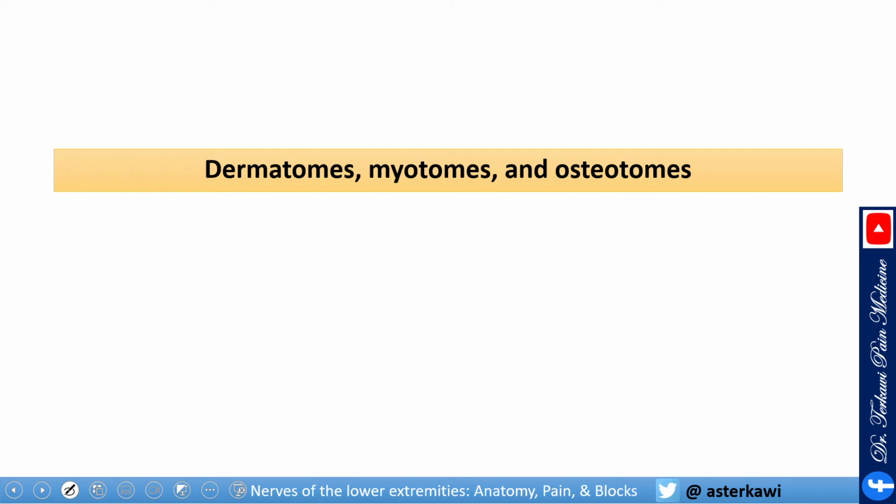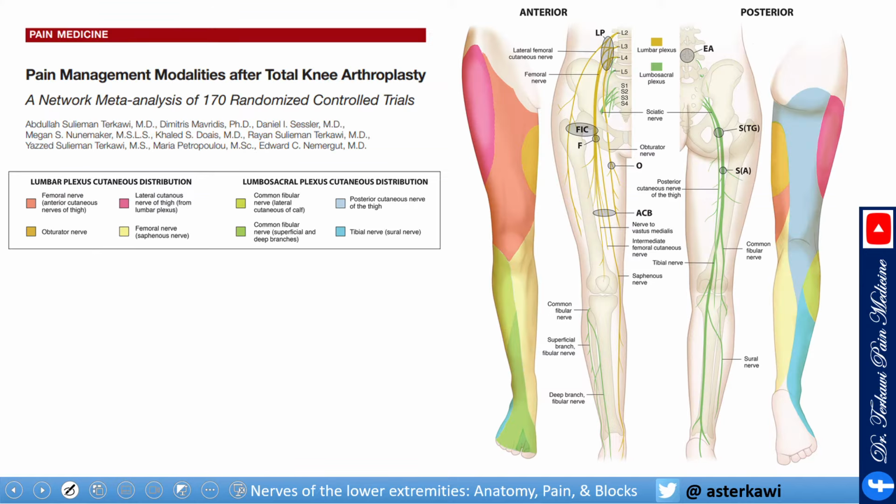Okay, more relevant and more important now for pain management. We have to understand dermatomes, myotomes, and osteotomes. This is a paper I published a few years ago, basically for the total knee replacement procedures, and it shows you different innervation and different dermatomes. But basically, these are the things that you have to remember and kind of memorize.